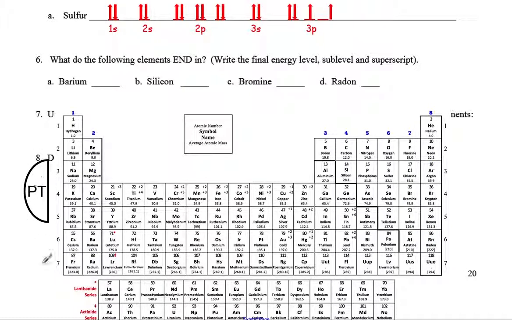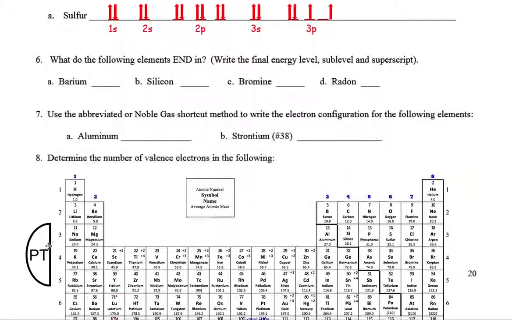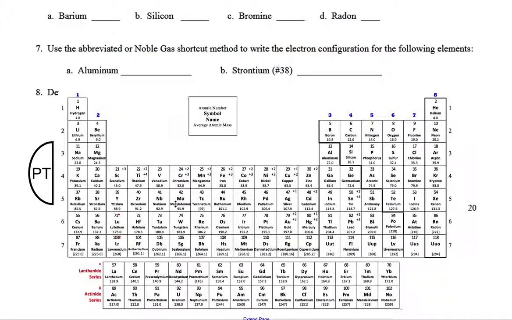All right, let's take a look at question 7. Question 7 says, use the abbreviated or noble gas shortcut to write the electron configuration for the following elements. So here's aluminum. Now, when you write the electron configuration with the shortcut, you have to go back, back, back. So this is 13, you go 12, 11, and then 10. This is the noble gas. Here's neon in brackets, and then you write whatever you have to pass through to get to aluminum. So we'll start at the beginning of the row, 3s2, and then you get right there, 3p1.